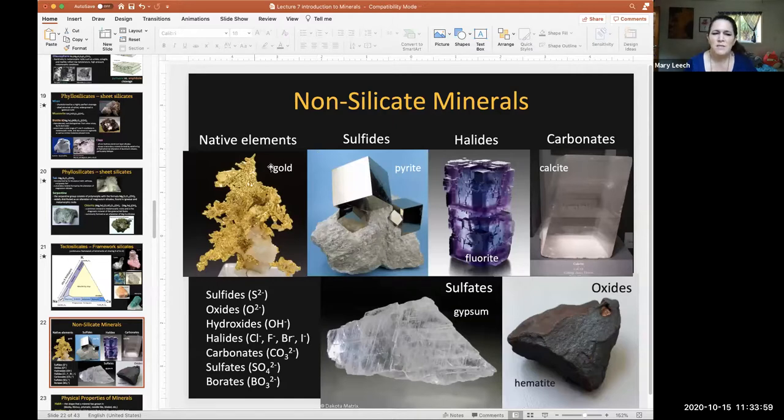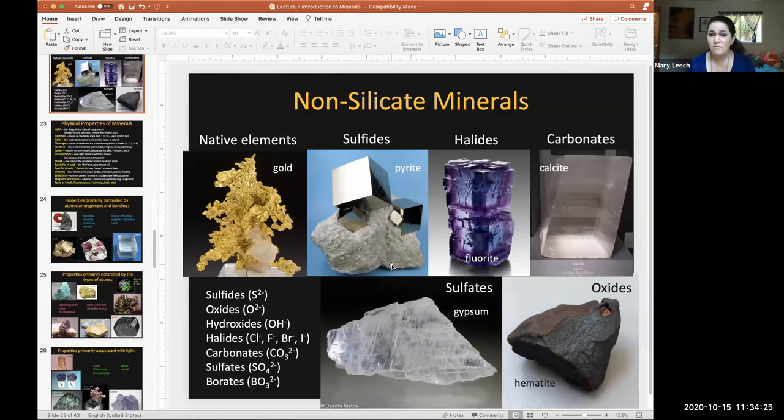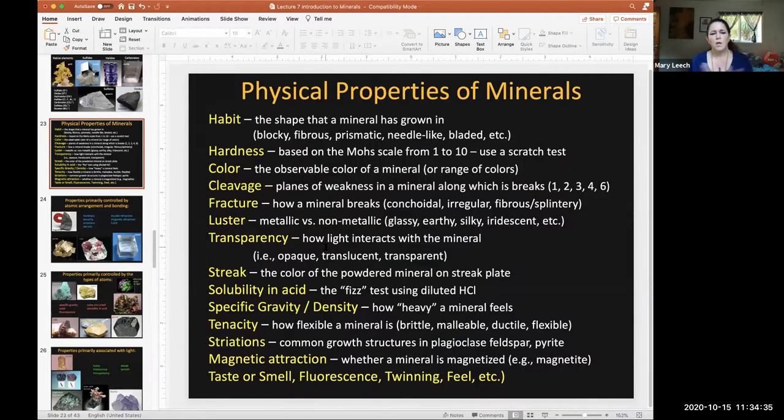The native elements like gold, silver, copper, those are also minerals, but those only have one element. They are not ions. It's just gold, Au, or silver, Ag, the periodic table abbreviations. So there are a bunch of other minerals that are non-silicates. We will study some of them, but most of the minerals that form the rocks that we'll study are silicate minerals. Okay, here we go.